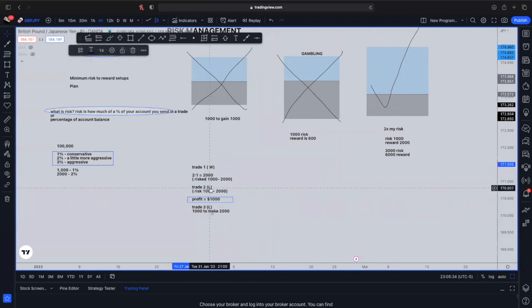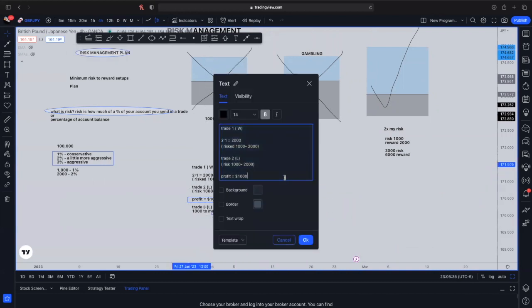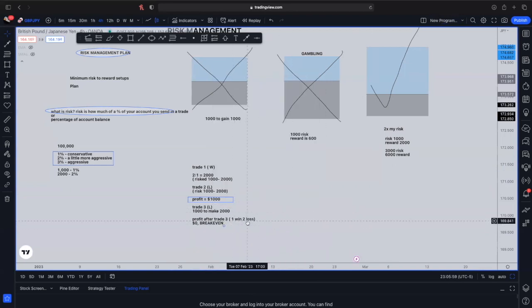Our profit, wait, profit after trade 3, 1 win, 2 losses, is $0. Break even. So this is the beautiful part. With a losing record, 1 win, 2 losses, we are break even.